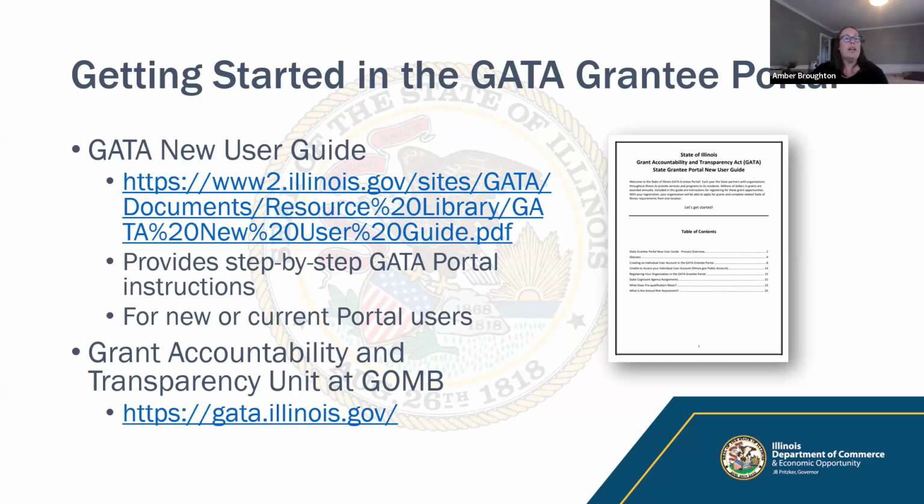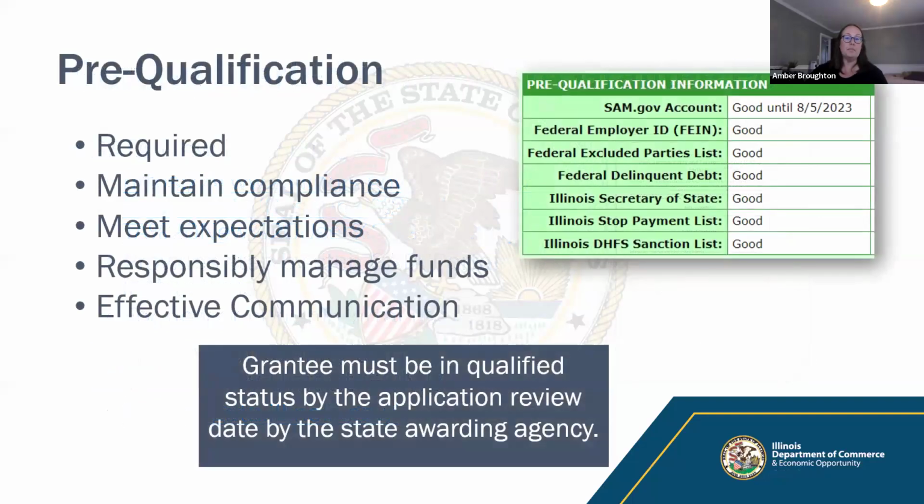I also recommend checking out the Grant Accountability and Transparency Unit at the Governor's Office of Management and Budget. They're kind of the statewide experts on all things GATA. So their website at gata.illinois.gov, they have a large amount of information and resources available to you if you would like to kind of delve deeper into some of these GATA items that I'm discussing.